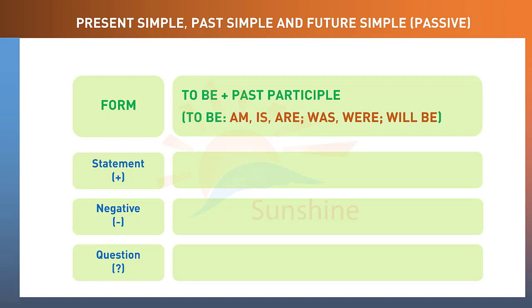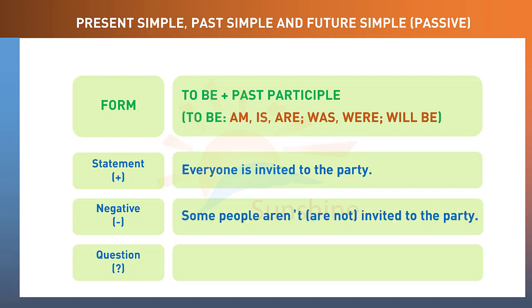So let's look at a statement. A positive statement. Everyone is invited to the party. The subject is everyone. The correct form of the verb to be is, and then the past participle, invited. A negative statement. Some people aren't invited to the party. So here we have a subject, some people. Aren't is the correct form of the verb to be here, the negative form, are not. The past participle, invited.